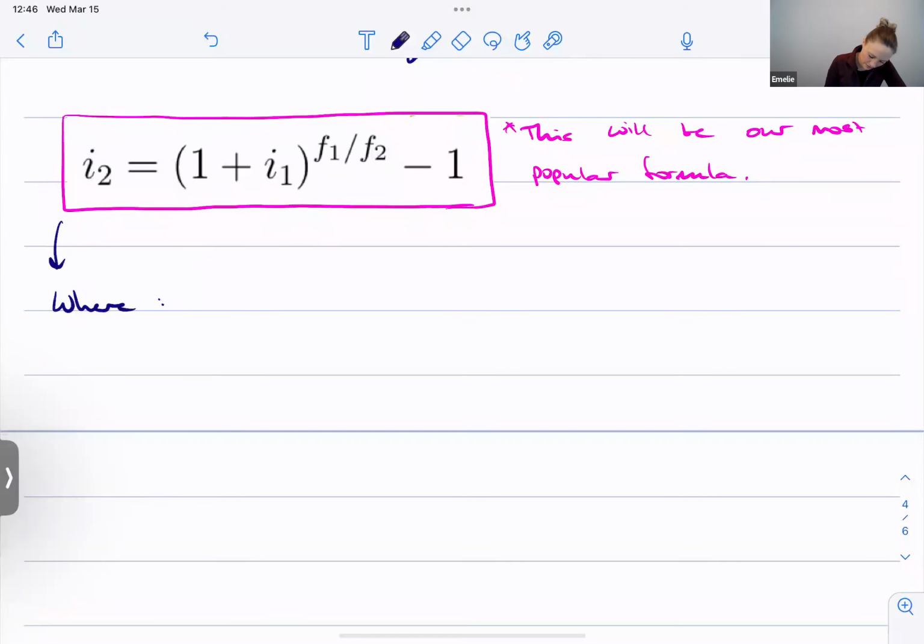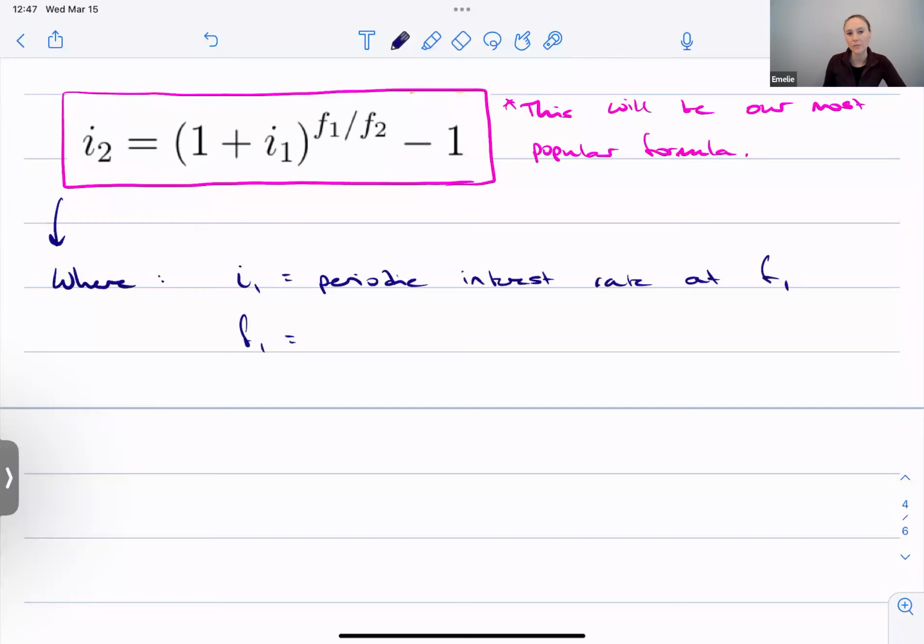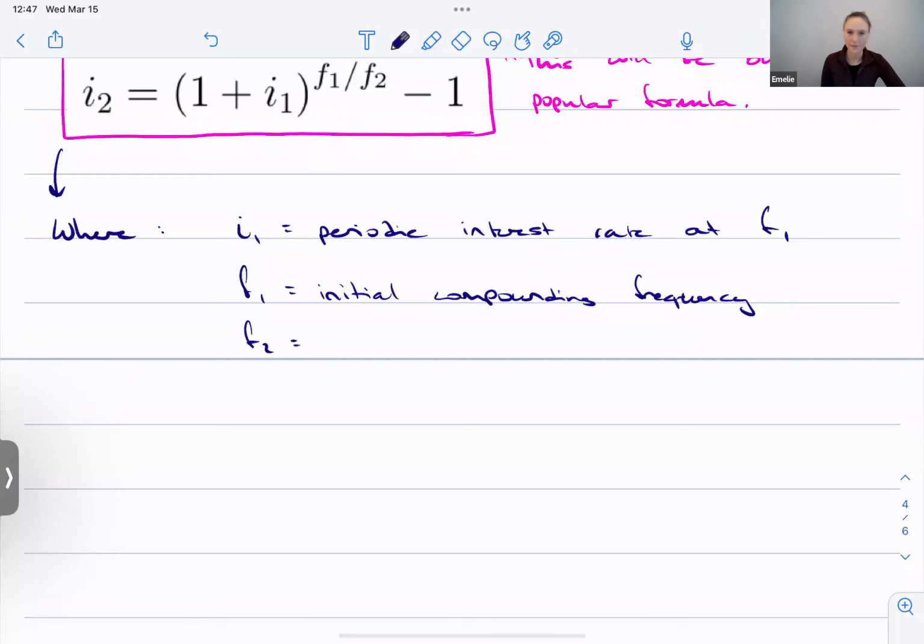Where I1 is the periodic interest rate at F1. F1 is the compounding frequency that we're starting with, so the initial compounding frequency. And F2 is the new compounding frequency.